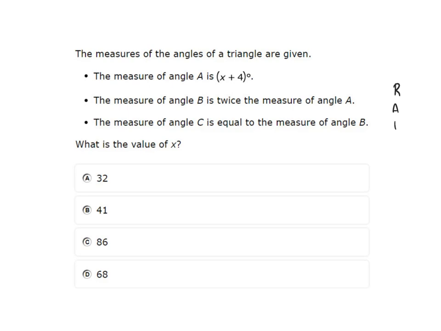All right, let's use our RAISE problem solving strategy. So we've read the problem, but I'm going to read it again, paying attention to academic vocabulary. See, angles of a triangle. So I'm probably going to draw a picture. It's going to be a triangle.